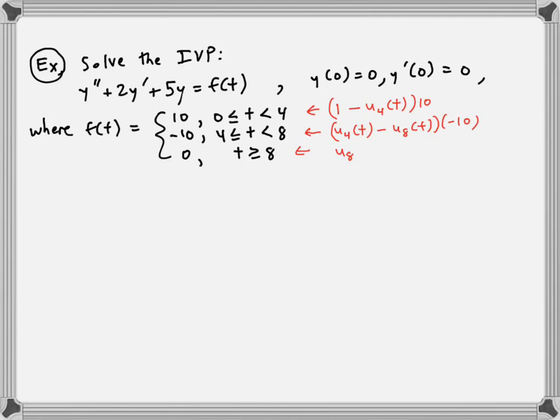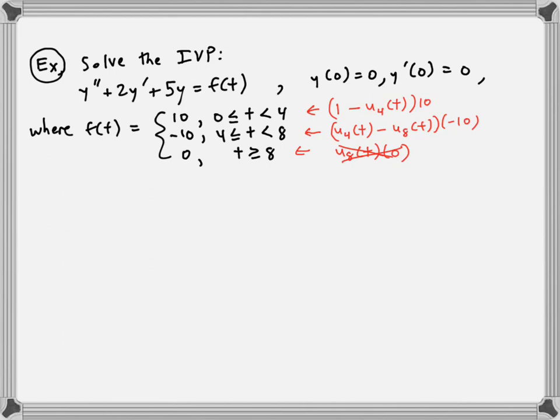And then for this guy, well, think of it this way. We're not really turning anything on, or you could look at it as we're turning on at 8 the function 0, but that's not going to contribute anything. You don't have to worry about it because we've already turned off the one above from the step above, okay?